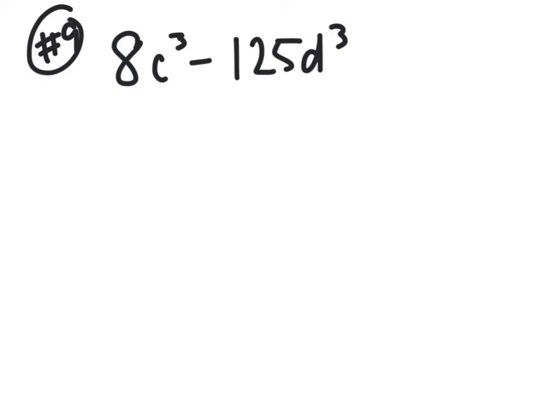So what am I going to do next? I need to recognize that this is a perfect cube term and this is a perfect cube term. So I first need to rewrite it as something cubed minus something cubed. That way I could identify my A and B value. My A is not 8, my B is not 125. As a matter of fact, my A is not C either, and my B is not D either.